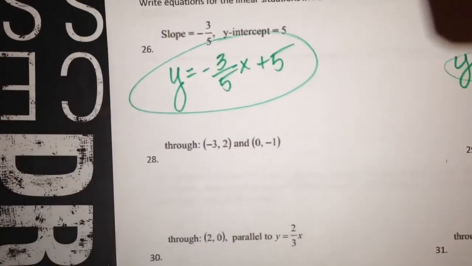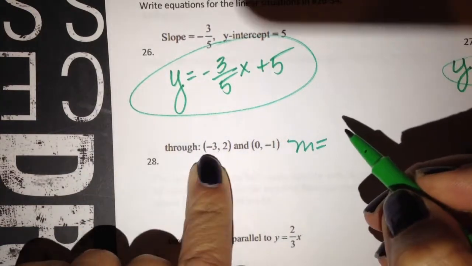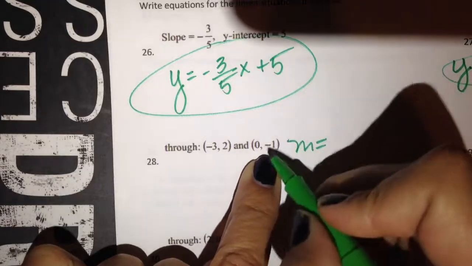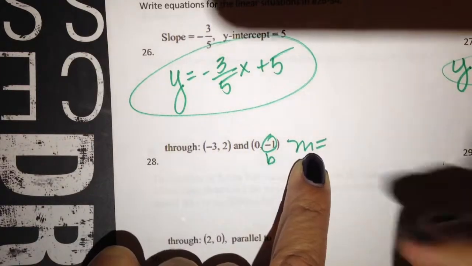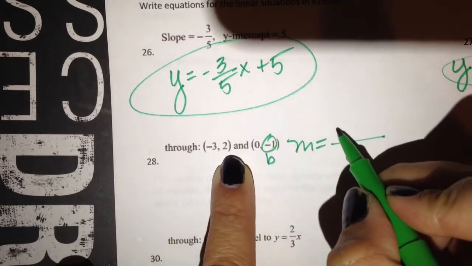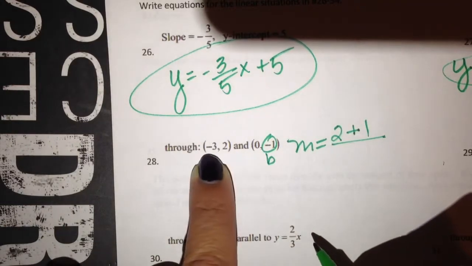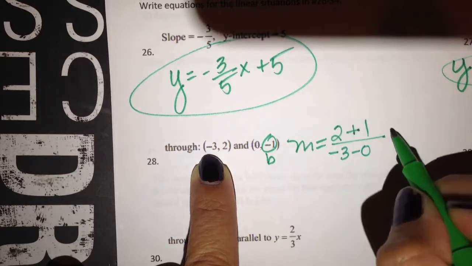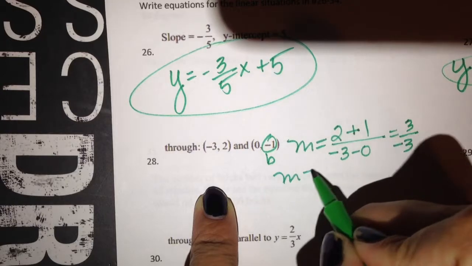Number 28, I'm going to use point-slope form again, but the first thing I'm going to have to do is calculate the slope. Let's see, do I notice anything? 0. Oh no, I have the y-intercept right here. Perfect. Here's my b value. So I'm going to start by calculating the slope. Difference in y is 2 minus negative 1, which gives me 2 plus 1, and negative 3 minus 0. It's going to give me 3 over negative 3. My slope is negative 1.